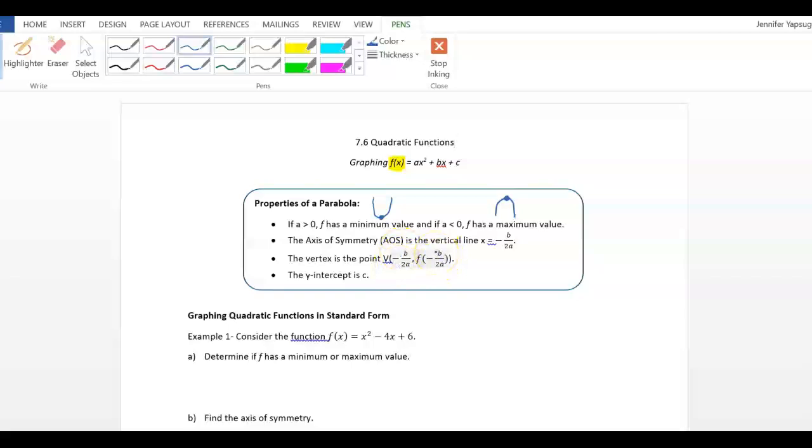And then finally the y-intercept is going to be equal to c, and that simply is because if I set all my values of x equal to 0, the only thing that's left is c, and that has to be my y-intercept. So we're going to run through two examples together so that you can see how to use these properties in answering these questions. So let's look at our first example.